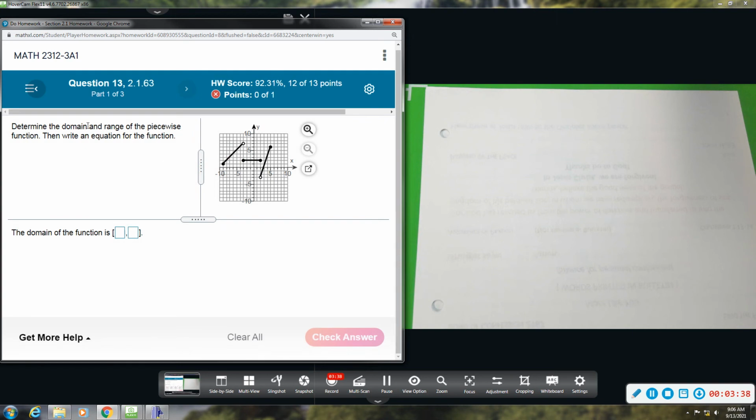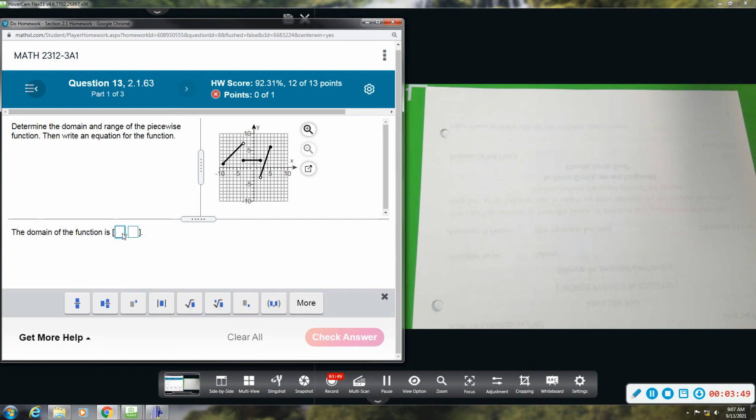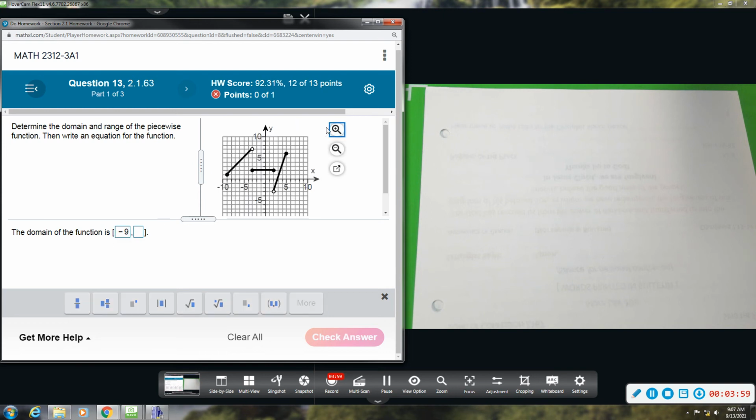Okay, and then number 13, our last one, we're going to find domain and range, and we're going to write the equation. So domain, going from left to right, we're starting at -9, looks like, and that is in bracket. Just -9, and then it goes over, and then it stops at, what is this? This is -3. But it drops down and picks back up.